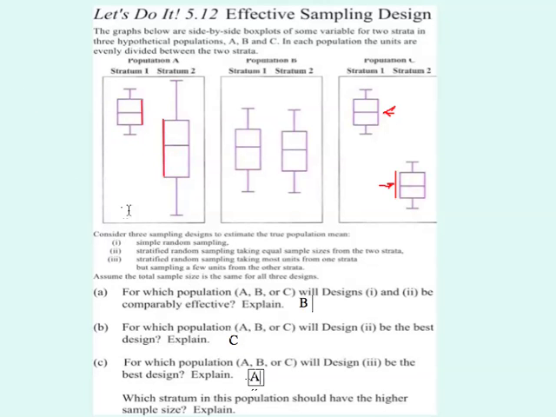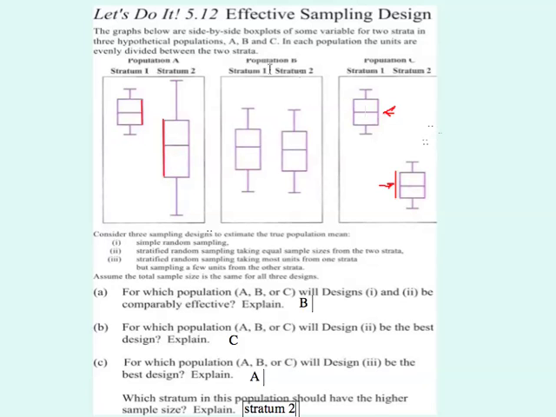And the reason for that is you'd want to take more out of stratum 2 than stratum 1 because you're going to have a harder time getting a good idea what the distribution looks like, or getting a sense perhaps of the measurement of the center when you have more variability in the distribution. Last but not least, which stratum in this population should have a higher sample size? We just said that, it would be stratum 2. There we go.